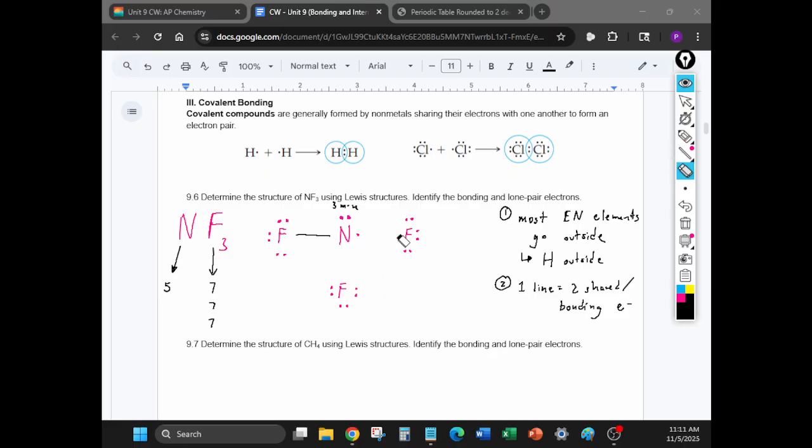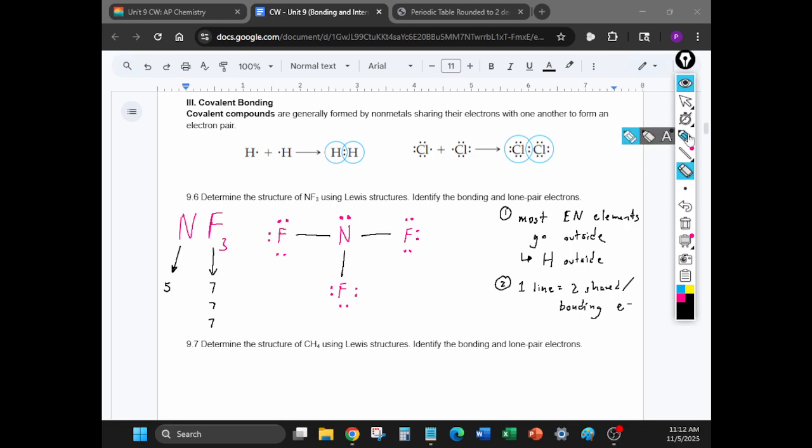Thanks. Okay, so for NF3, you're going to have these lines right here. You're going to have a line between each of the F's and N. And again, each of these lines represents 2 shared electrons. All right, any questions?